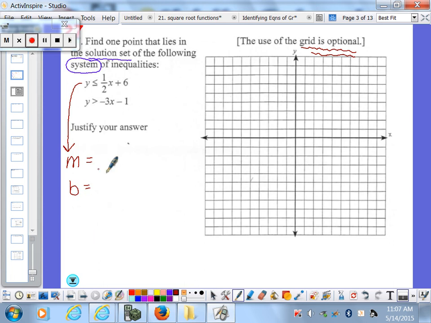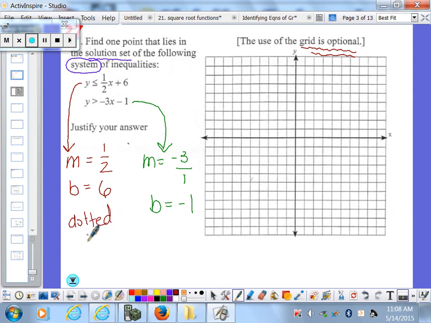Okay, with this one, my slope is 1/2, the value of m, and my y-intercept, the value of b, is 6. I'll also identify my slope and y-intercept for this one, since y is already by itself. My slope is -3, and I like to make it a fraction, so I put it over 1. And my y-intercept is -1. So you're going to graph this inequality, plotting all the points that fit on the grid in either direction. Plot every single point. When you connect your points, remember with inequalities, you need to decide, are my lines going to be dotted or solid?